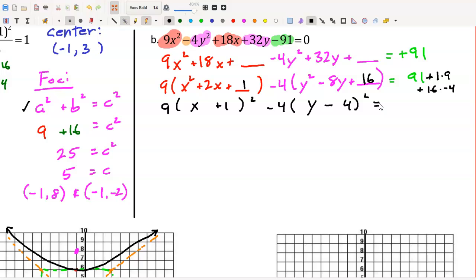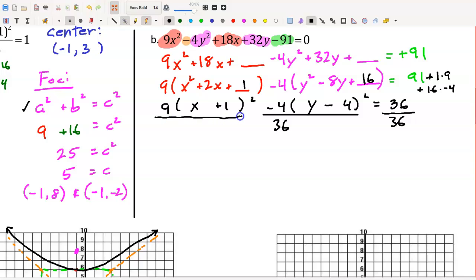Okay. So what does that equal? 91 plus 9 is 100. 100 minus 16 times 4. 16 times 4 is 4 times 4 times 4, 64. So that should be 100 minus 64, which is 36, I believe. Yes. All right. Then get it equal to 1. Divide both sides. And then we will be in standard form. We got x plus 1 squared all over 4 minus y minus 4 squared all over 9.